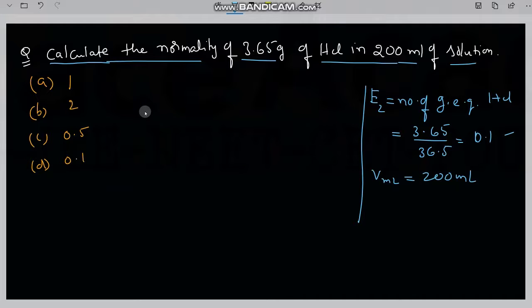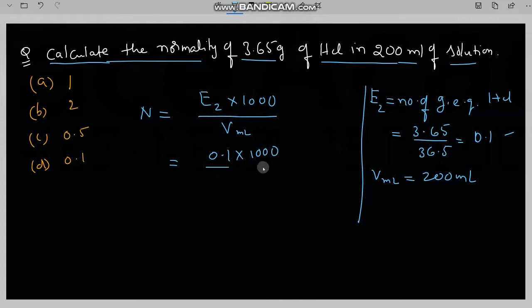Using this you can find the normality, whereas the volume of the solution is given as 200 ml, and this can be substituted in the normality formula. What is normality? Normality is equal to the number of gram equivalents into 1000 by the volume of the solution in ml. That is 0.1 into 1000 divided by the volume of the solution, 200. As you know, 200 times 5 is 1000, so 0.1 into 5 is 0.5. So we got the answer 0.5 for this problem. So C is the right option for this question.